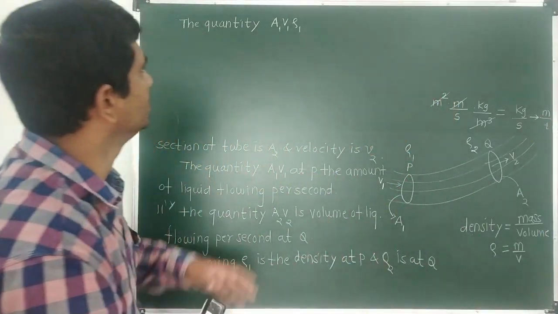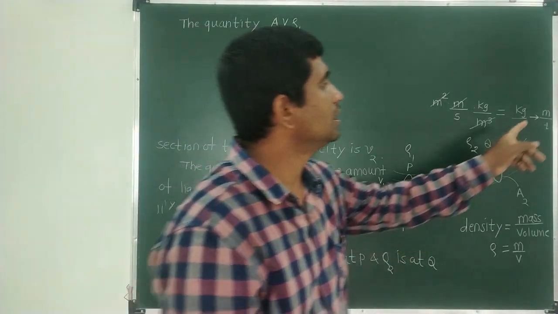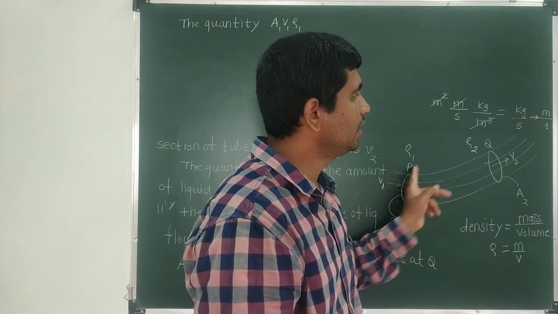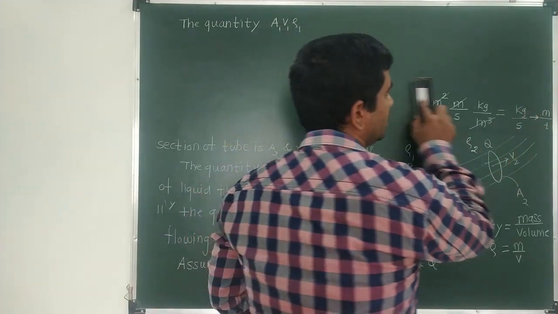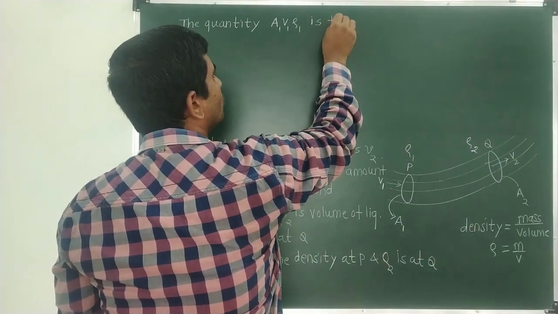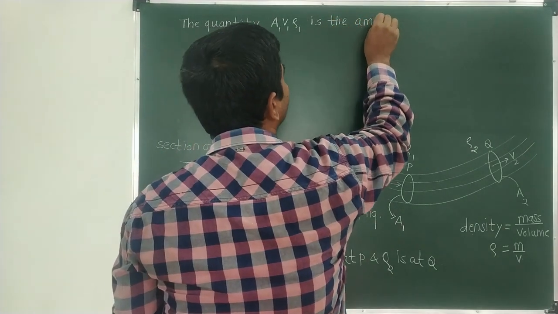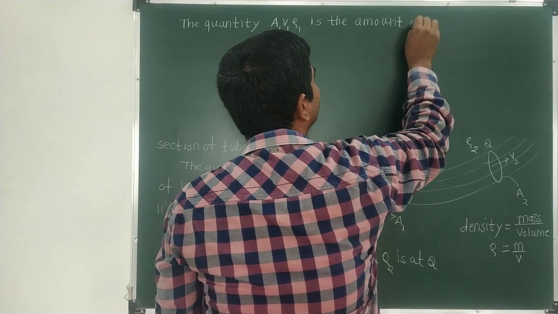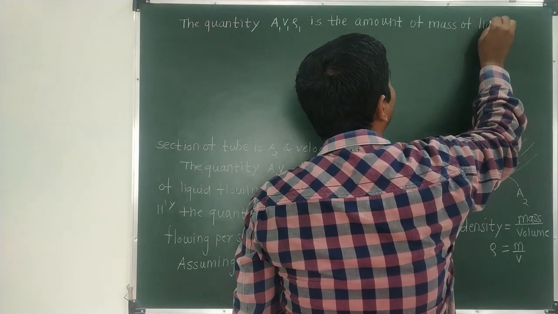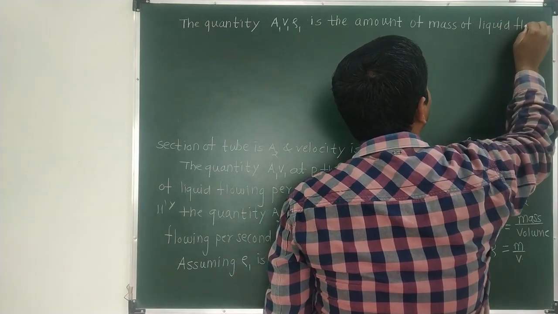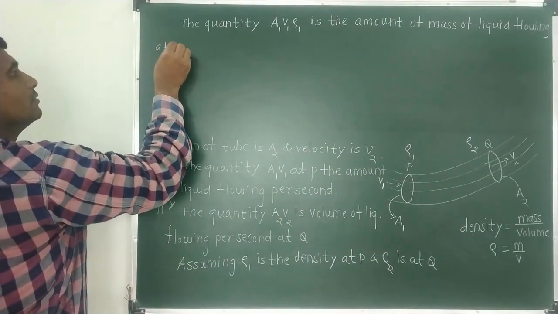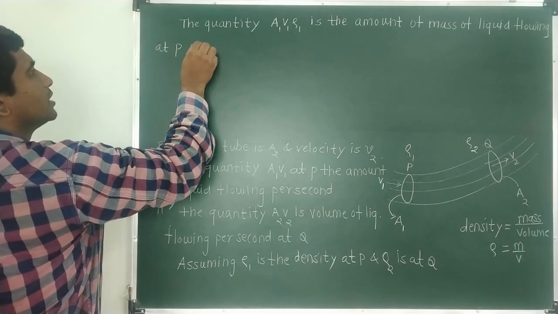So if you consider this quantity A1, V1, ρ1, it is nothing but the amount of the mass flowing at a point P per second. Okay, so this quantity we have to consider, that the quantity A1, V1, ρ1 is the amount of mass of liquid flowing at point P per second.